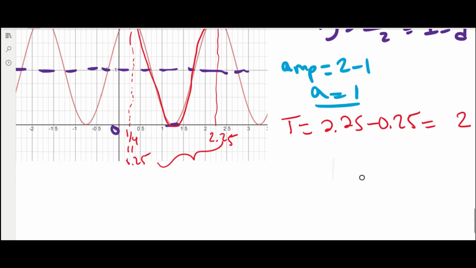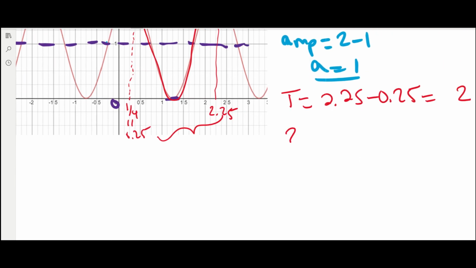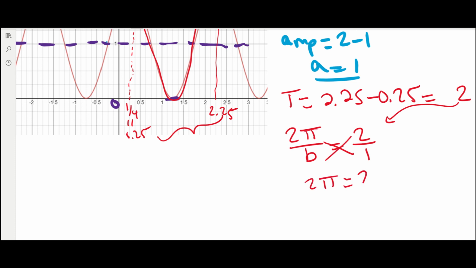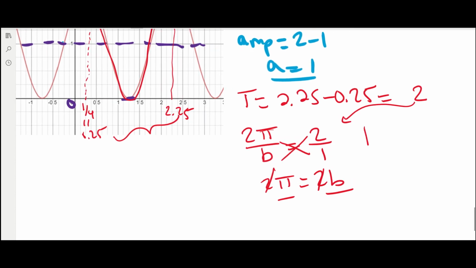All right, but now we got to find our B from that, right? So we got 2 pi over B is equal to 2, the period that we just got here. Put it over 1, and then you can cross multiply. So 2 pi times 1 is 2 pi, and then 2 times B is 2B. The 2's cancel out, so it looks like B is equal to pi. So let's write that out. B is pi. So we got the B, we got the A, and we got the D. Now lastly, we got to find the C.